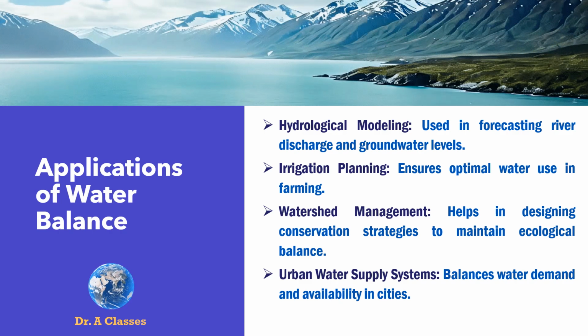Hydrological modeling, which is used in forecasting river discharge and groundwater levels. Irrigation planning, that ensures optimal water use in farming. Watershed management, that helps in designing conservation strategies to maintain ecological balance. Urban water supply systems, that balance water demand and availability in cities.